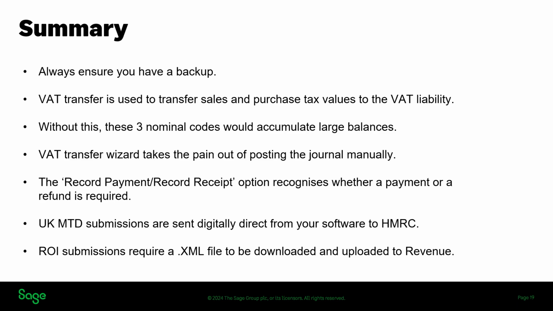So in the UK, submissions are done under Making Tax Digital Submissions, which are direct from the software. So you can link up to your Government Gateway account. If you don't yet have a Government Gateway account, then you will need to log on to the HMRC website and register with them there. Finally, if you're in the Republic of Ireland, it is slightly different. You do need to download the XML file, which can then be uploaded directly to ROS.